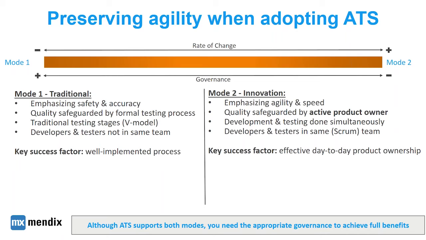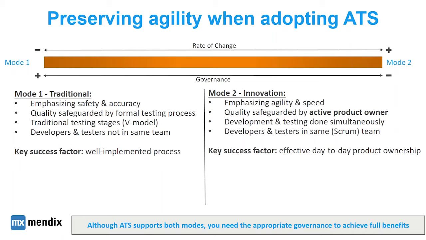And what I'd like to note at this point also is that ATS technically, of course, supports both modes. My point here is that you need the appropriate governance for your situation to achieve the full benefits of agile testing. So when you're in a Mode 2 mode, you need to have effective agile product ownership.